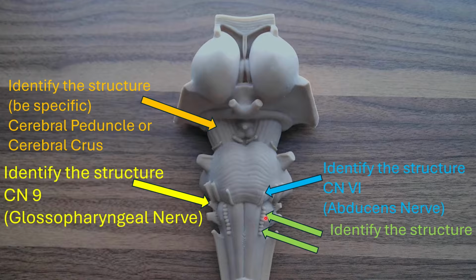Lastly, we have another cranial nerve structure right here. This one emerges just laterally to the pyramids. This is cranial nerve 12, the hypoglossal nerve.